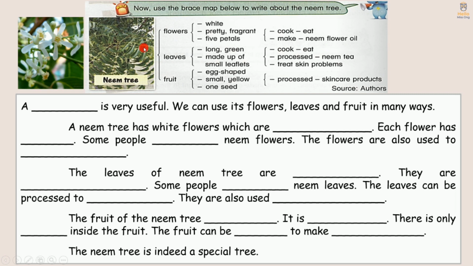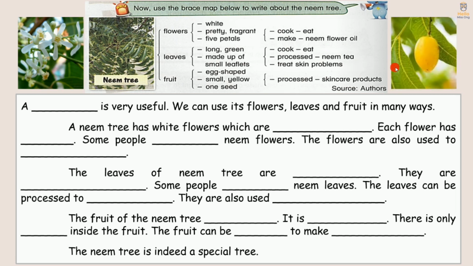Next, for the leaves of the neem tree, they are long and green. They are made up of small leaflets. You can cook and eat the leaves, or they can be processed to make neem tea. They can also be used to treat skin problems. Lastly, let's look at the fruit. In the picture, you can see that neem fruit is egg-shaped. It is small and yellow, and it has only one seed. It can be processed to make skincare products.